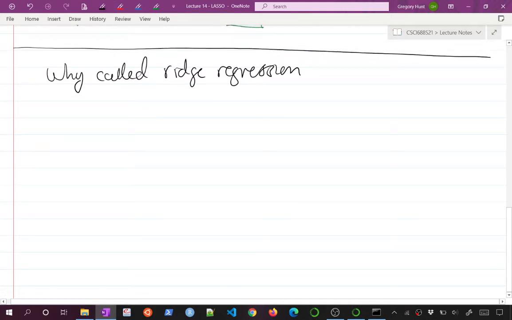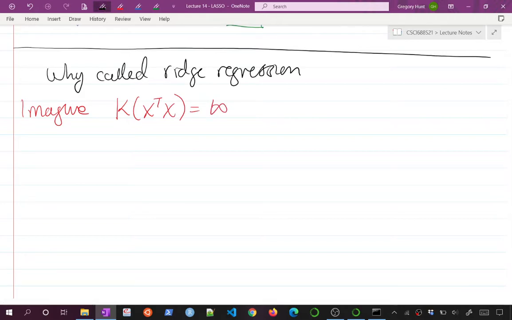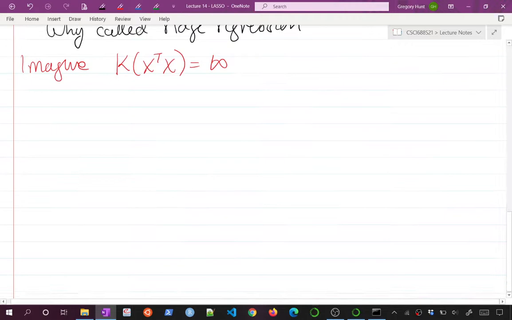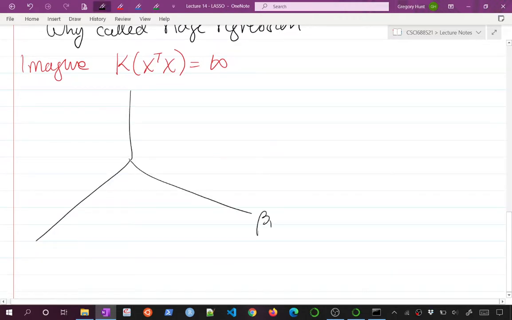Which is that, imagine that X transpose X is ill-conditioned, so our condition number is infinite. Then if we look at our space of betas, maybe this is a toy example with 3 betas, and we look at our function L, it's going to be some surface. I guess this should be L of beta, right?